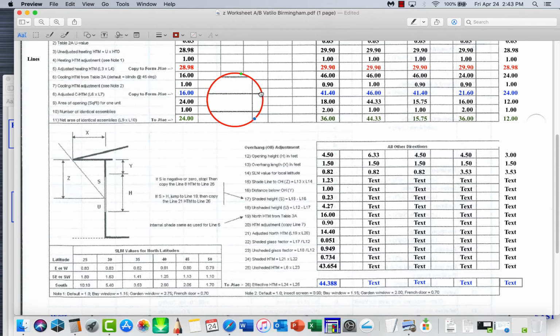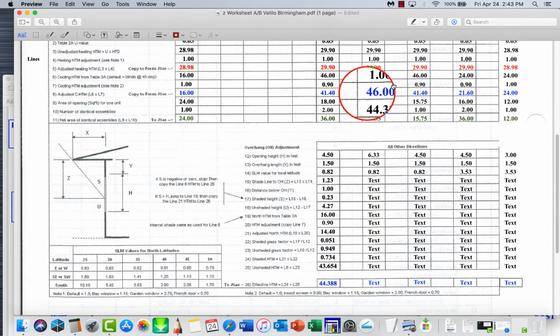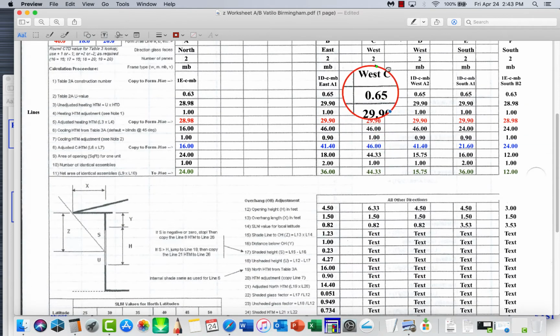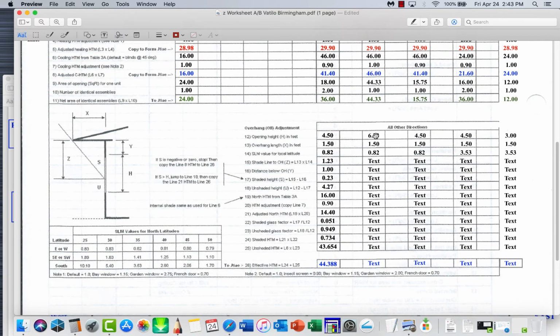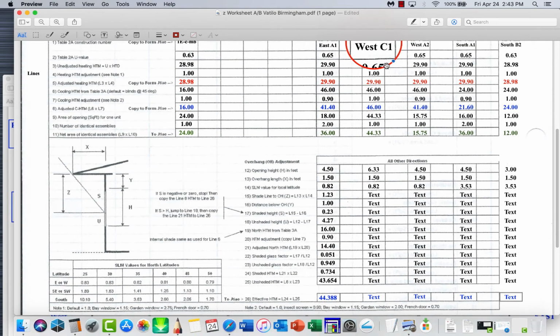So let's go back to this one right here. This will be our window here, and remember, this is a west C1 window, so we're going to work on this one right here. Like I said, we've gotten the height, we've gotten the overhang, and the SLM value. Remember the SLM value? That's at 0.82. That's his chart down here in the corner. This is a west-facing window, so we would use east and west. And of course, our latitude was 34, so we're going to use 35 here, which is 0.82. And that's where you got that.